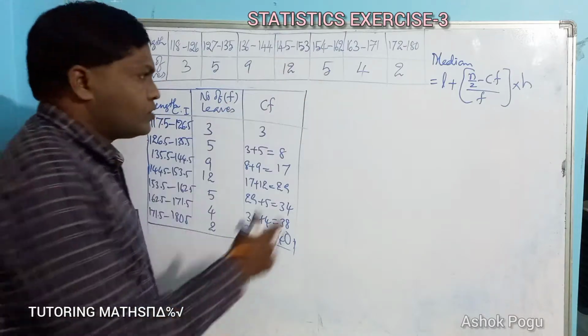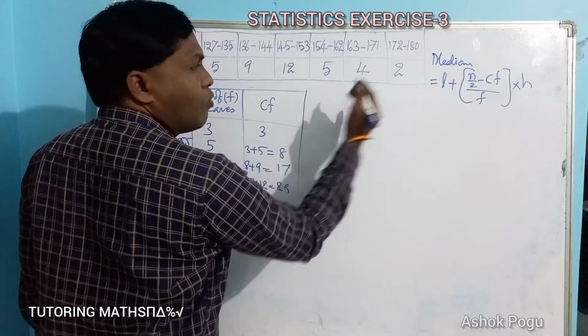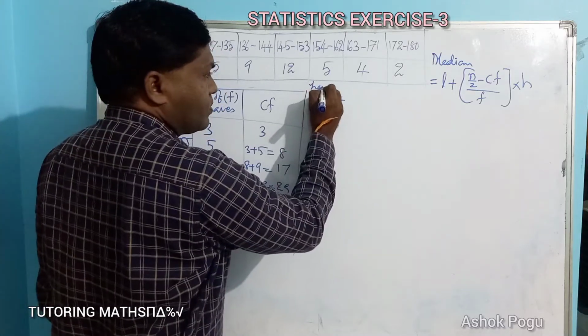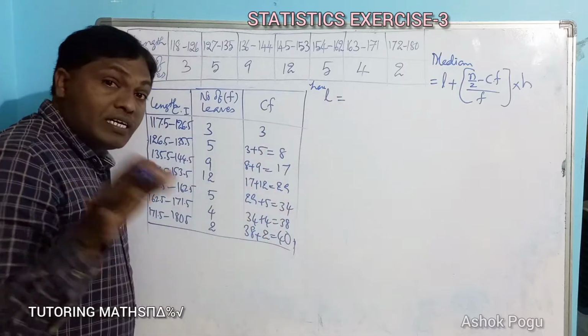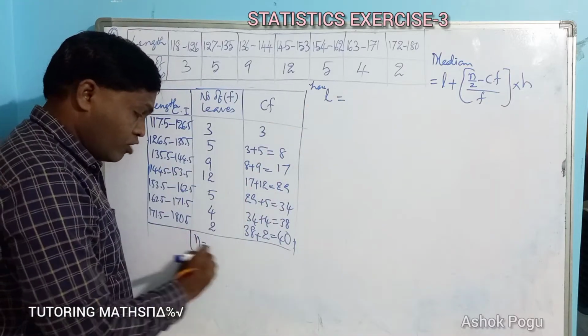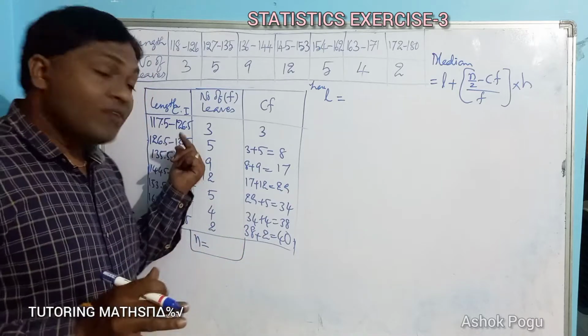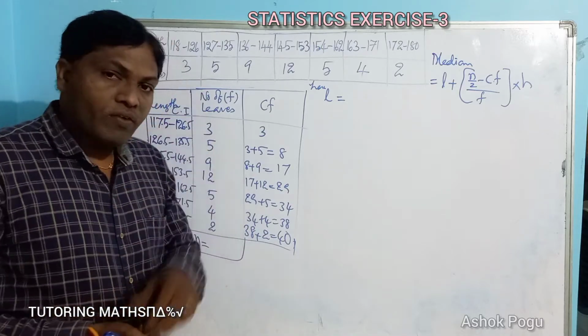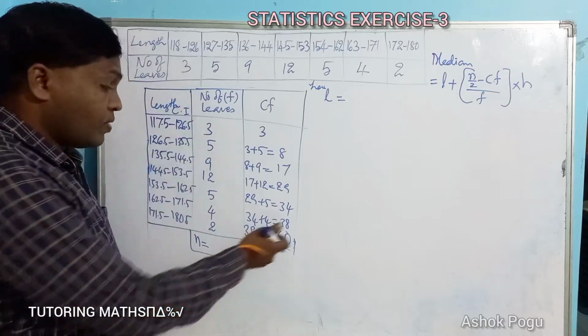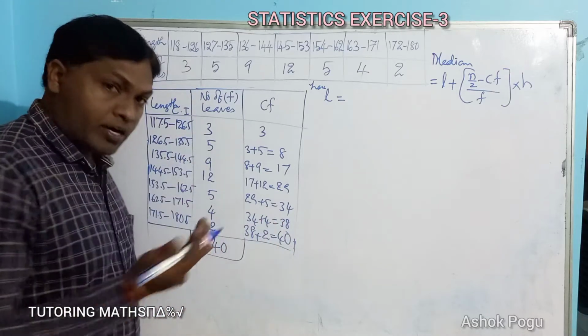Let us write the values. What do we require in the formula, one by one? L, the lower boundary. First of all, we have to find N, because to select one of the classes as median class, we must know what N is, the number of observations. Number of observations is 40.